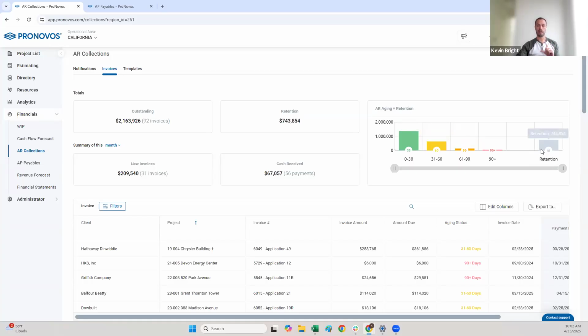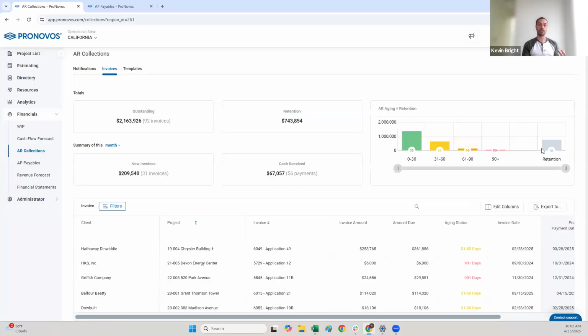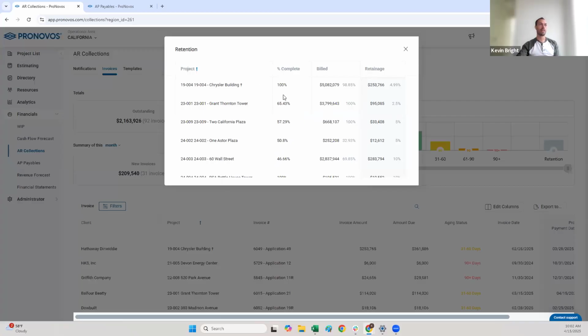A nice thing here that I'm not sure everyone has ever done before: if you click on this retention, it gives you a modal that tells you all of the projects that you have outstanding retention on. So you can look at what the project is, the percent complete, the billed amount, and the retainage.